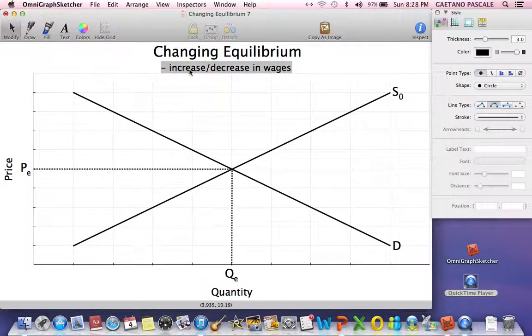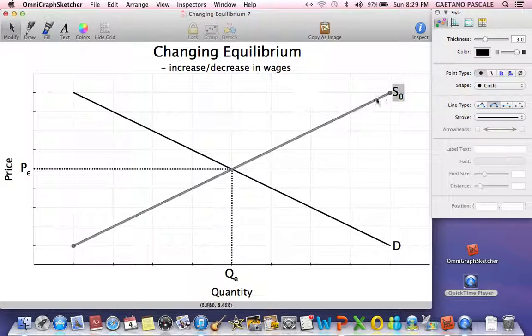All of those will impact the supply side. So what we're going to take a look at first here is what happens on the supply side and what happens to equilibrium if we see an increase in wages. If there's an increase in wages, the supply curve will shift to the left.